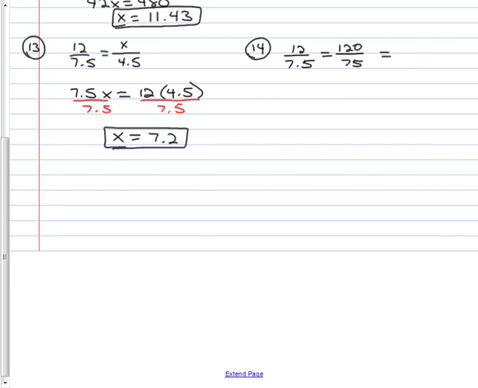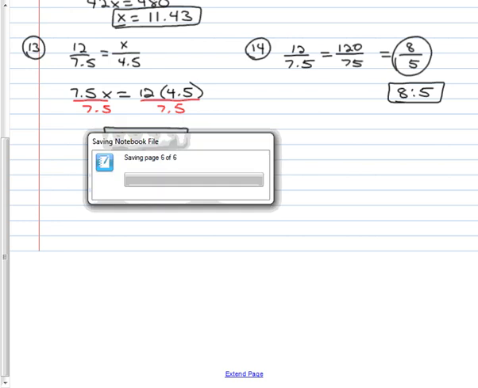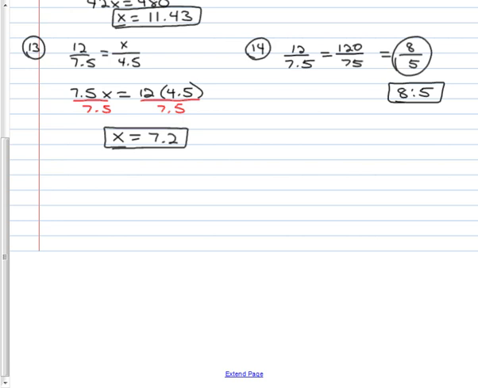Now I just need to reduce this 120 over 75. And I believe 15 goes into both of those. Let's see. 120 divided by 15 is 8. 75 divided by 15 is 5. There it is. 8 to 5 is the ratio of the perimeters, because the ratio of the perimeters will be the same as the ratio of any two sides, or the scale factor.